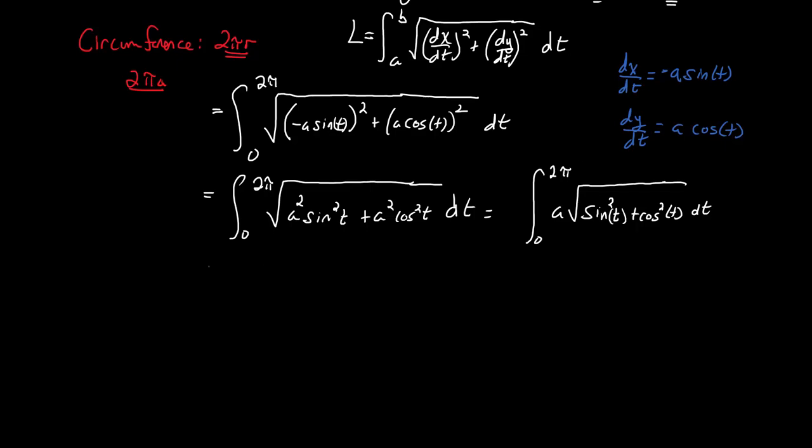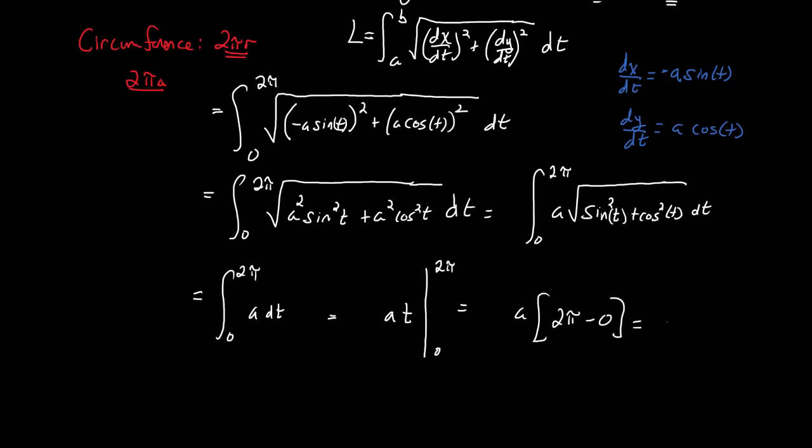We all recognize the identity that sine squared plus cosine squared equals 1, and the square root of 1 is equal to 1, so this simplifies down to the integral from 0 to 2 pi of a dt. When we integrate a constant with respect to t, we're going to get a t bound from 0 to 2 pi. So plugging in our upper bound, I'll pull out the a, we'll have 2 pi minus 0, which is just going to be 2 pi times a, and that's exactly what we expected our circumference to be, given that we knew how to calculate the circumference of a circle from a long time ago, from elementary school.